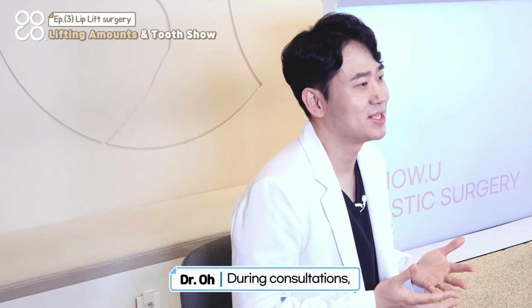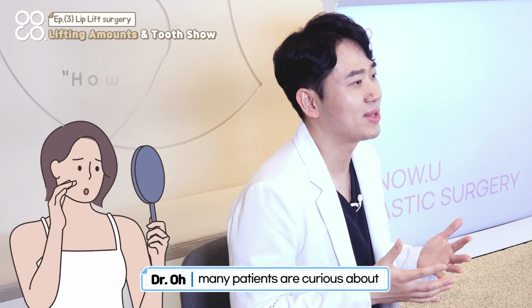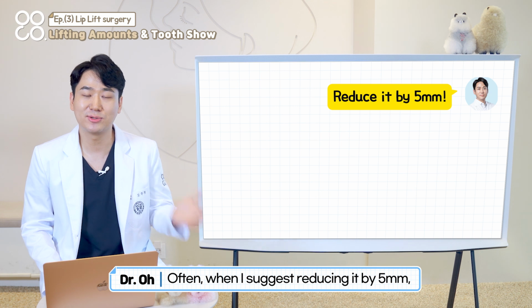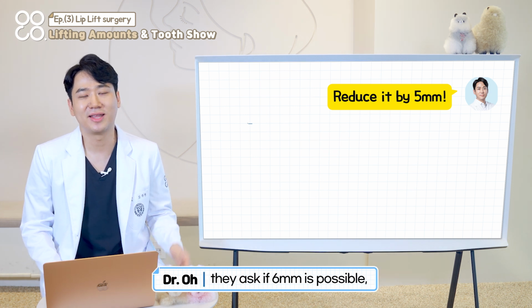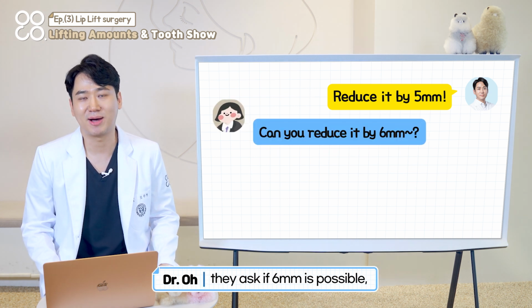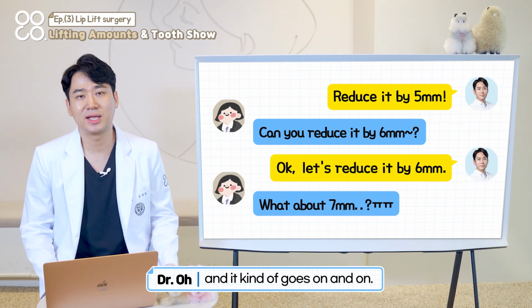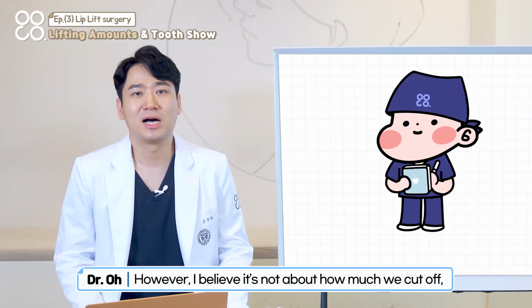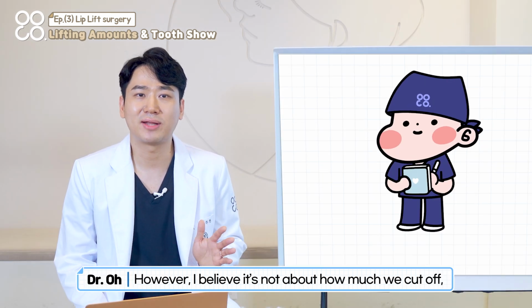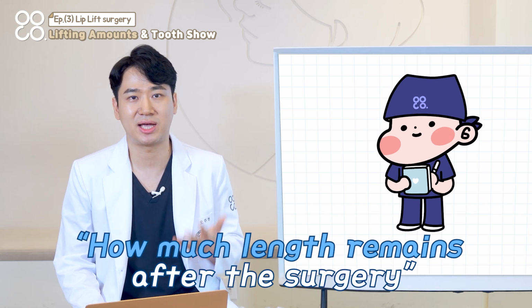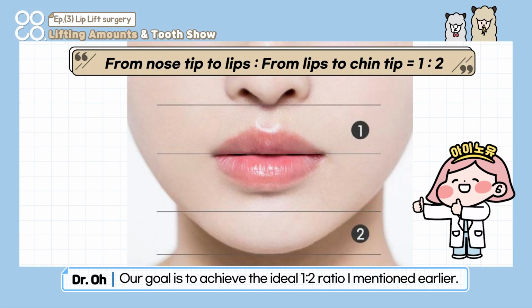During consultations, many patients are curious about how much we reduce the philtrum length. Often, when I suggest reducing it by 5 millimeters, they ask if 6 millimeters is possible. And if I suggest 6 millimeters, they ask for 7 millimeters. And it kind of goes on and on. However, I believe it's not about how much we cut off, but rather how much length remains after the surgery. Our goal is to achieve the ideal 1:2 ratio as I mentioned earlier.